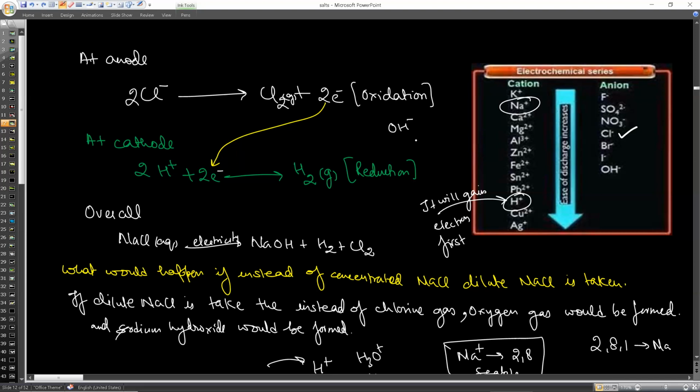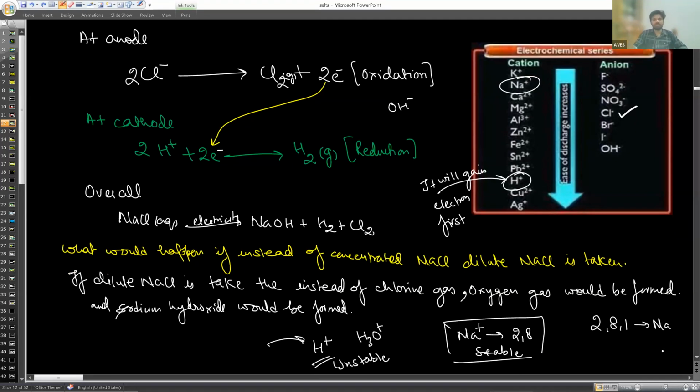What would happen if we don't take the concentrated sodium chloride? So note it down this one also. If we took the dilute sodium chloride, the dilute solution instead of this one, then instead of chlorine gas, hydrogen gas and oxygen gas will be formed. In simple terms, electrolysis of water will take place.